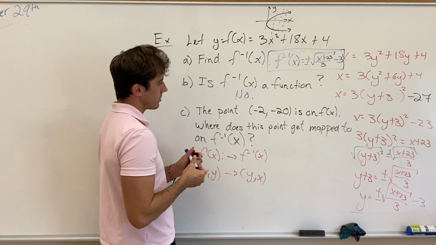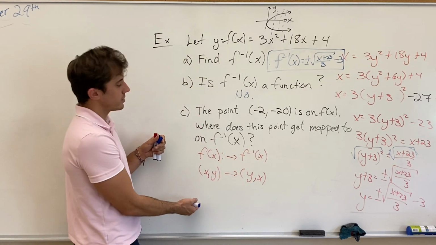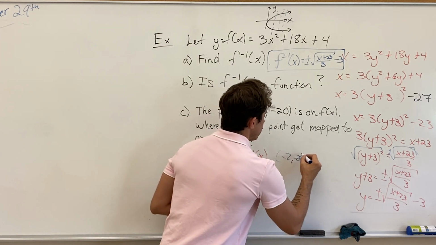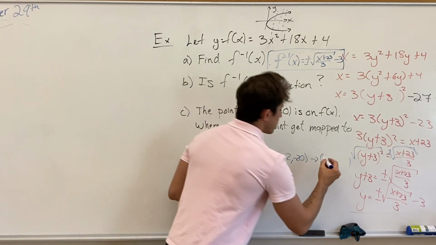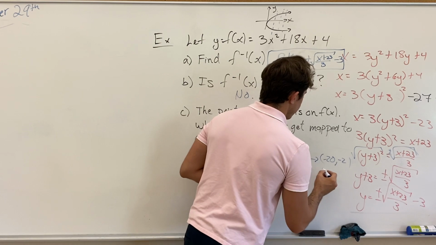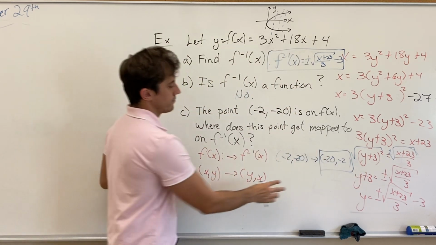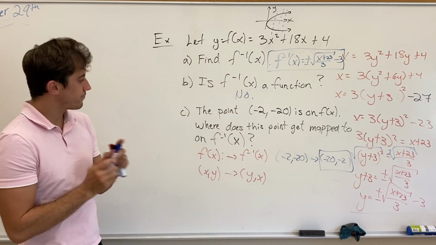And so with this mapping rule in mind, the point (-2, -20) gets mapped to, we simply swap the x and y. And so on the inverse relation, that'll be at (-20, -2) for the image point. Okay?